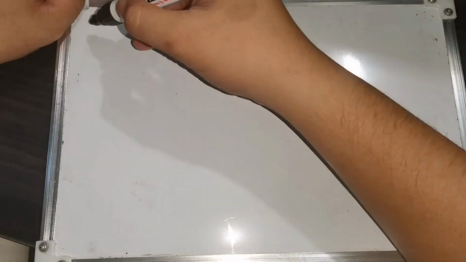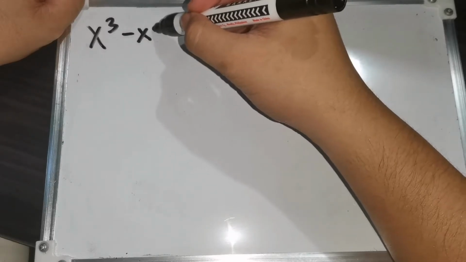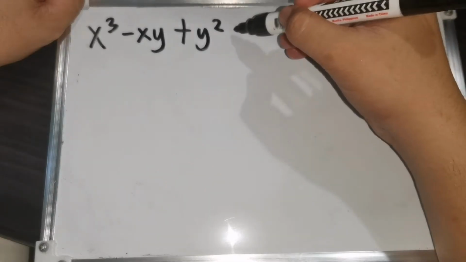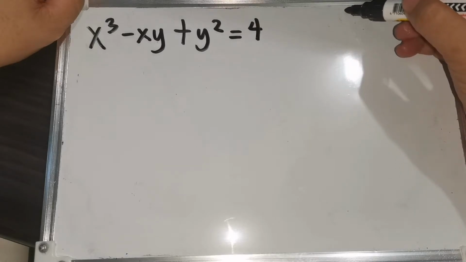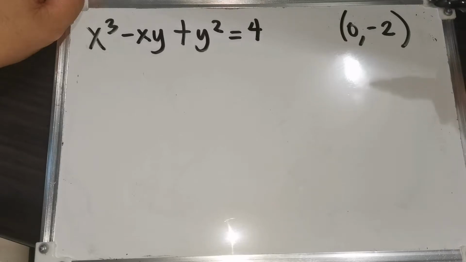First thing to do is to copy the given equation: x cubed minus x multiplied by y plus y squared is equal to 4. Your given point is (0, -2), and we're asked to find the value of dy over dx. Then our next move is to get the derivative of the given equation. Now, what will be the derivative of the given equation?